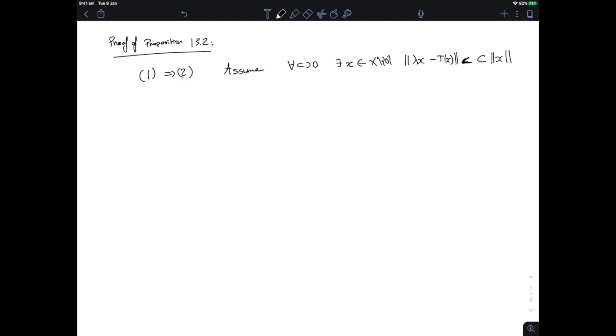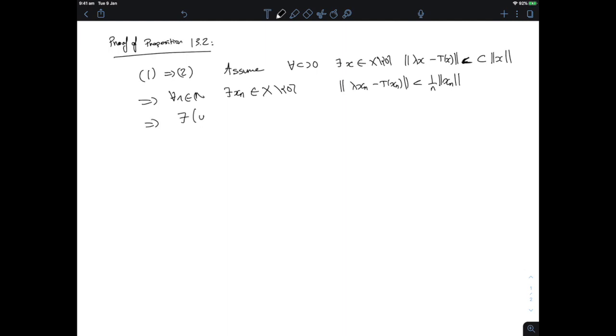Now if that's true for every c, I can take c to be of the form 1 upon n, so I get that for every n in N there exists an x_n in X that is non-zero, such that the norm of lambda x_n minus T x_n is smaller than 1 upon n times the norm of x_n. Now my x_n is non-zero, so I can divide by the norm of x_n on both sides, and what do I get?